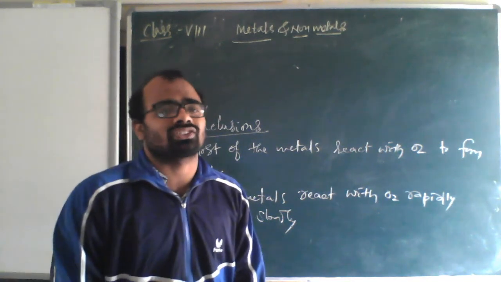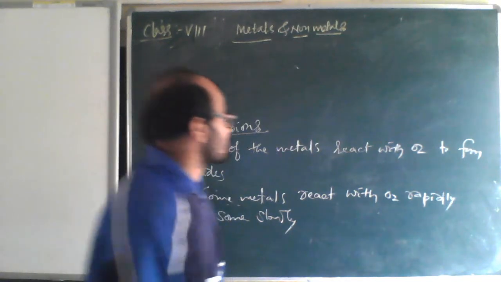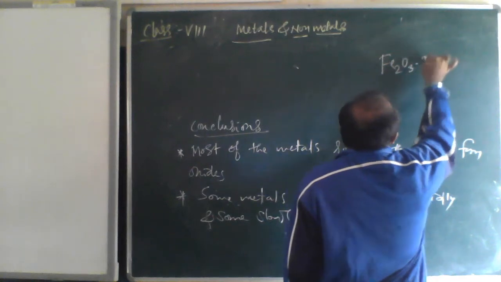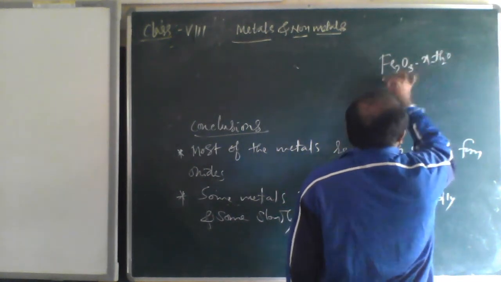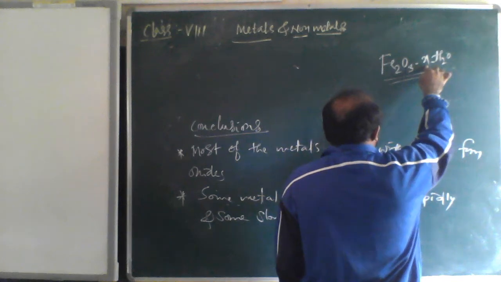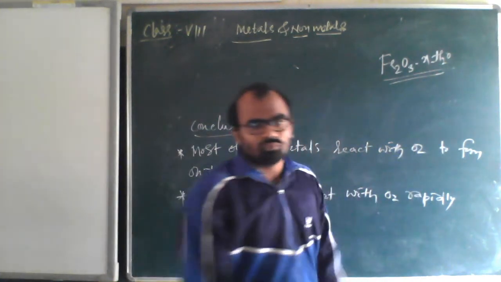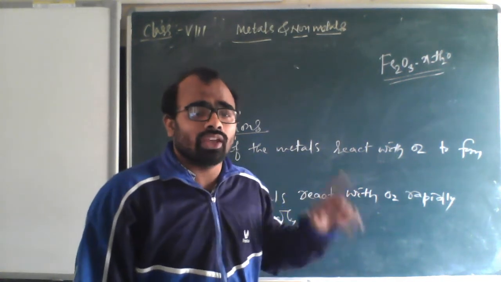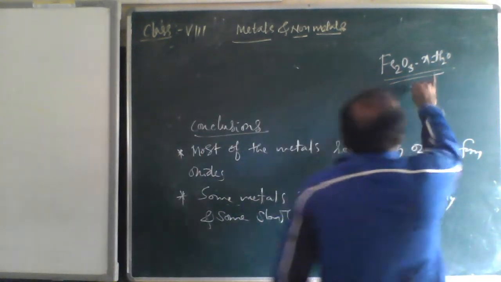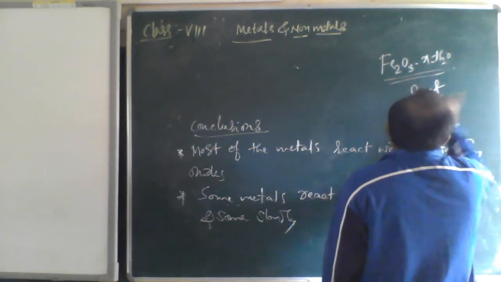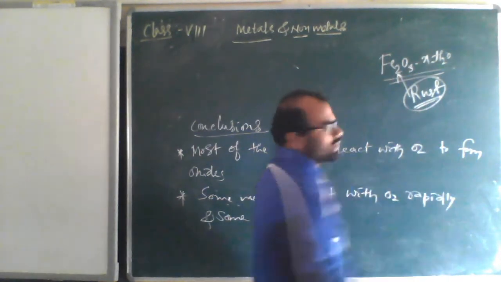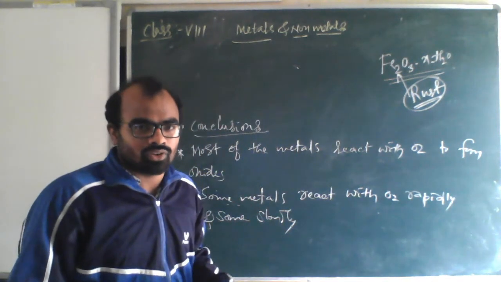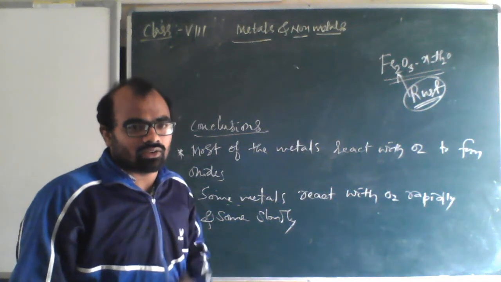So you have to remember rusting of iron also. What is rust? Write the formula of rust. They will ask you. Fe2O3·xH2O, or in place of x you can write 1, 2, 3, 4, 5, 6, whichever natural number. Okay, Fe2O3·xH2O is the rust. So this is rust, you should remember. And these conclusions also you have to remember. This is regarding metals.